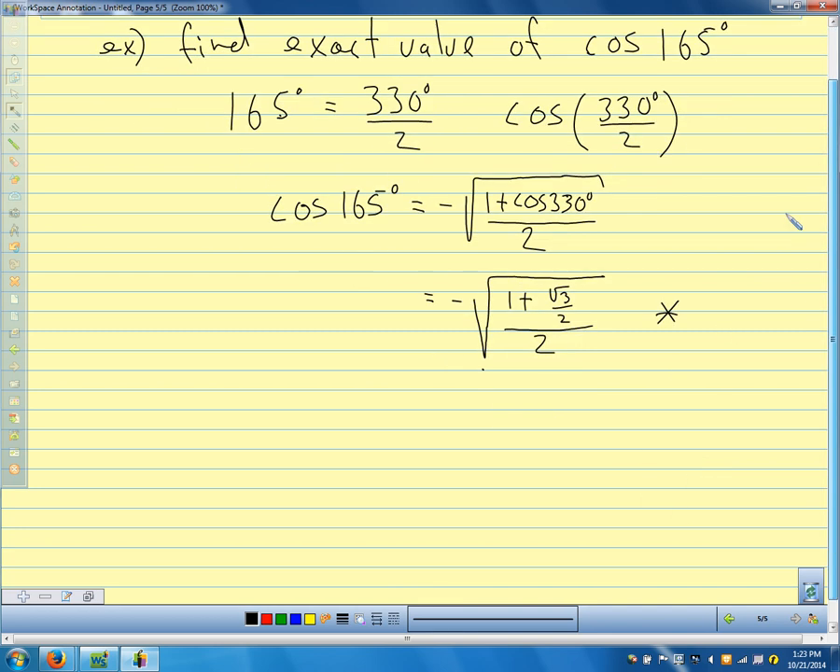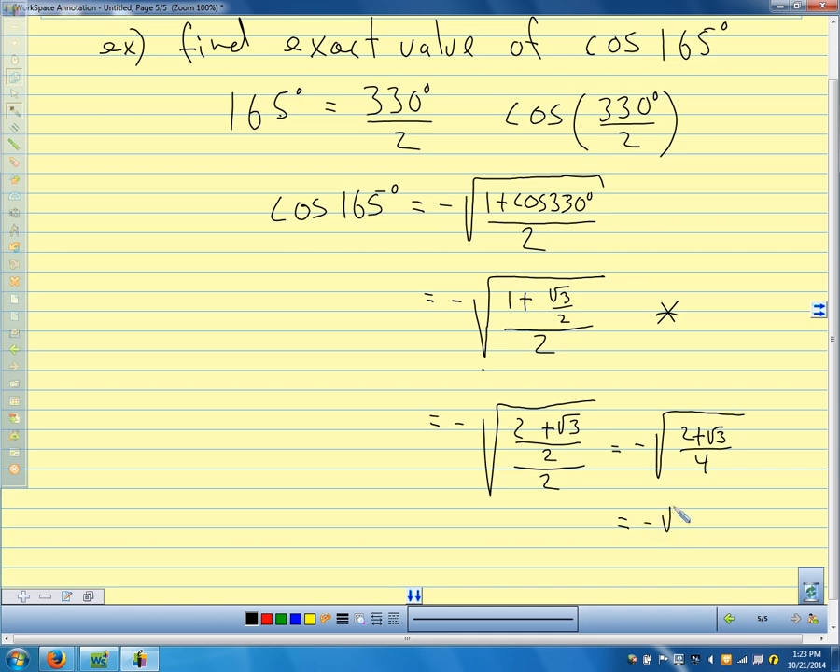If we wanted to simplify it a little more, I'm going to add these two fractions. So 1 is the same as 2 over 2. This is minus the square root of 2 plus the square root of 3 over 2 over 2, which is minus the square root of 2 plus square root of 3 over 4. And I can take the square root of that 4, and I get minus the square root of 2 plus square root 3 over 2. But this would be fine as an answer.